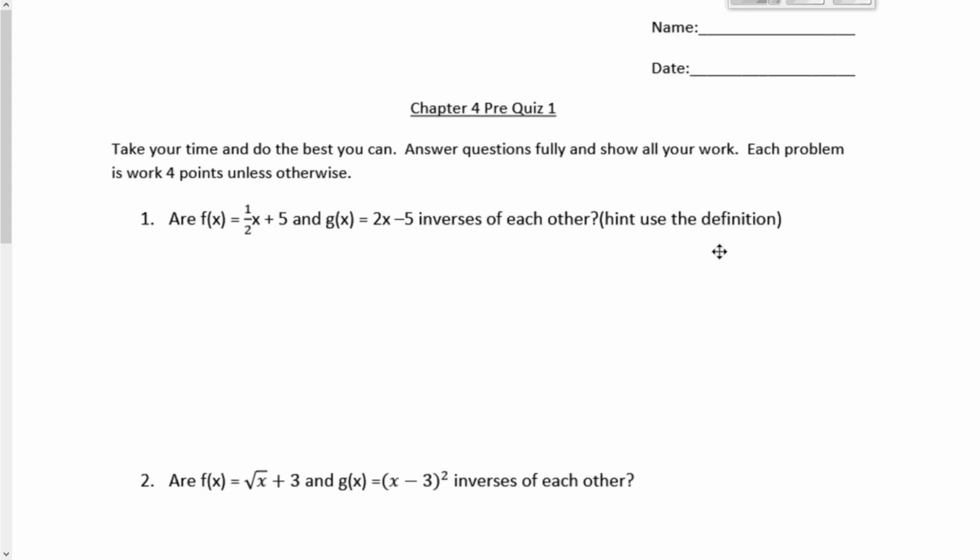Here is the Chapter 4 pre-quiz key, and we are going to go through this. First question: I'm taking two functions, I have f function, I have g function. I want to find if they're inverses of one another, so I'm going to use the definition.